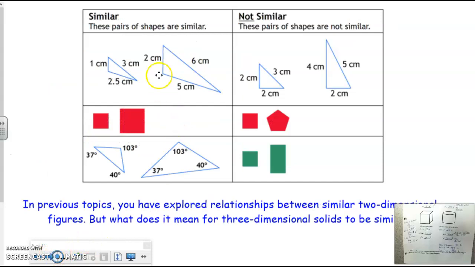All right, so if you'll remember, we talked about similar figures. They're similar if their sides are proportional and their angles are congruent. So again, they have to be the same figure, obviously. So these are not similar because you have a square and a pentagon, or a square and a rectangle. They have to be the same shape. But the sides have to be proportional, and it has to have congruent angles.